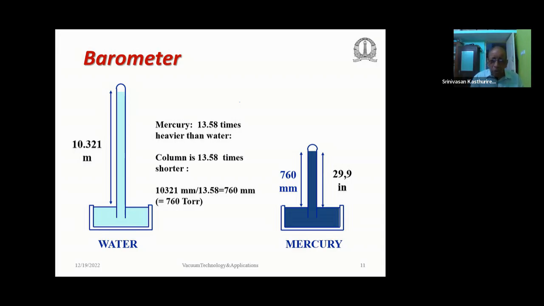Okay. Suppose instead of mercury, we use water, a barometer based on water. Then what you find is that water is less dense compared to mercury, and mercury is 13.58 times heavier, so therefore the water column will be approximately 10.3 meters in height. Okay. So you can see here the water barometer. The water barometer height will be nearly 10.3 meters, right?